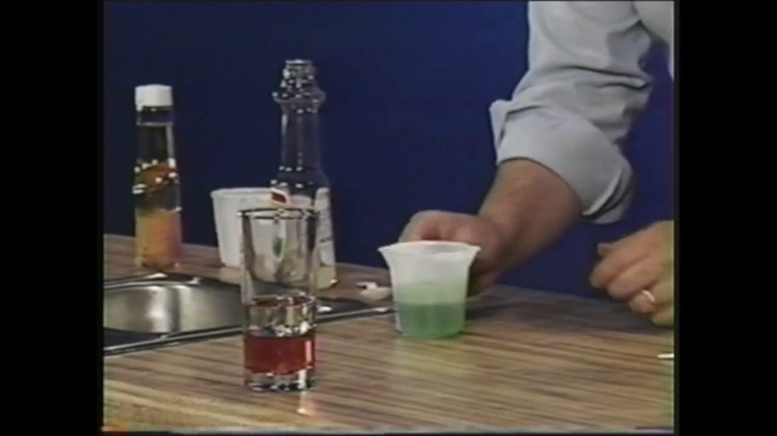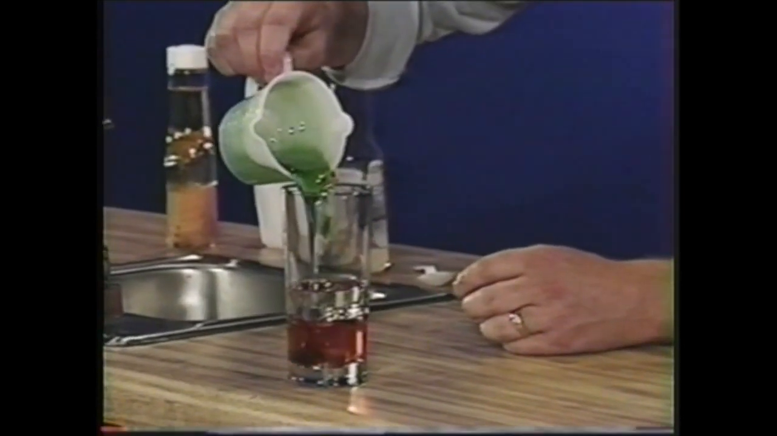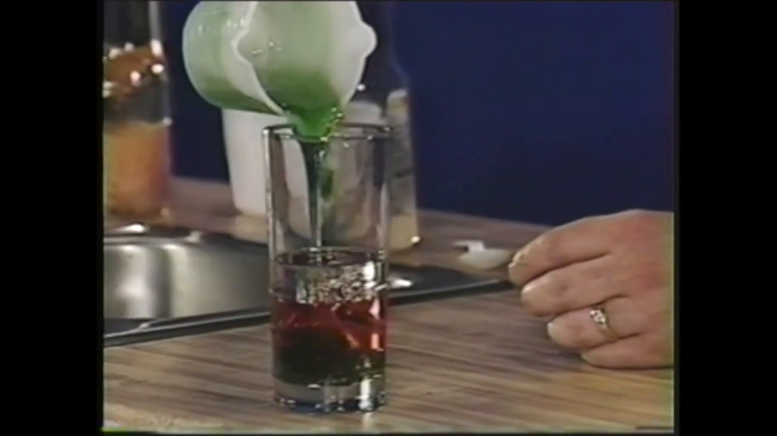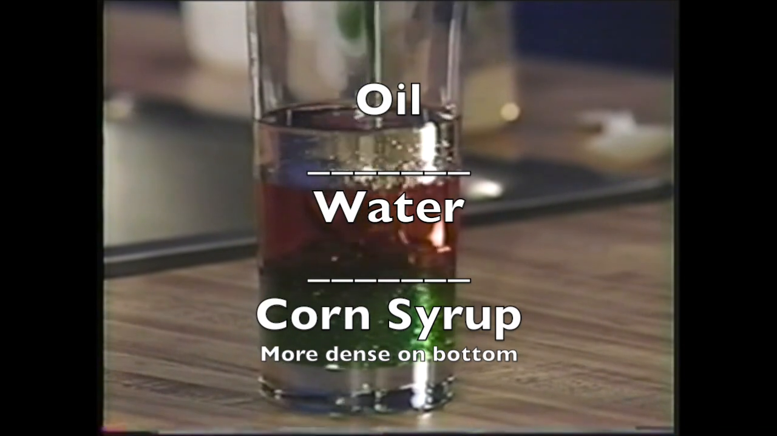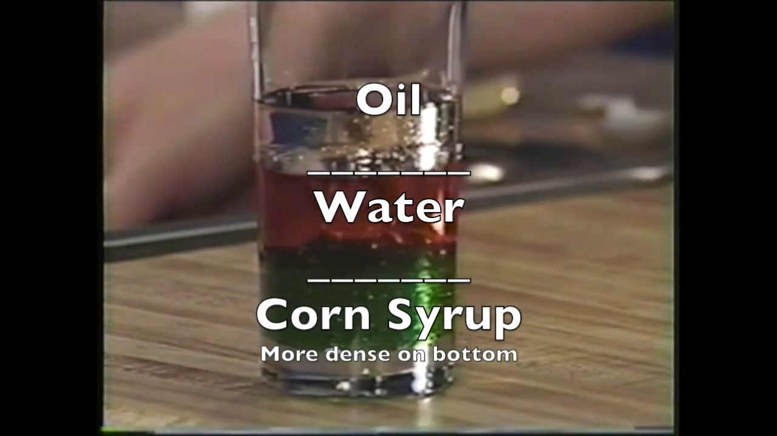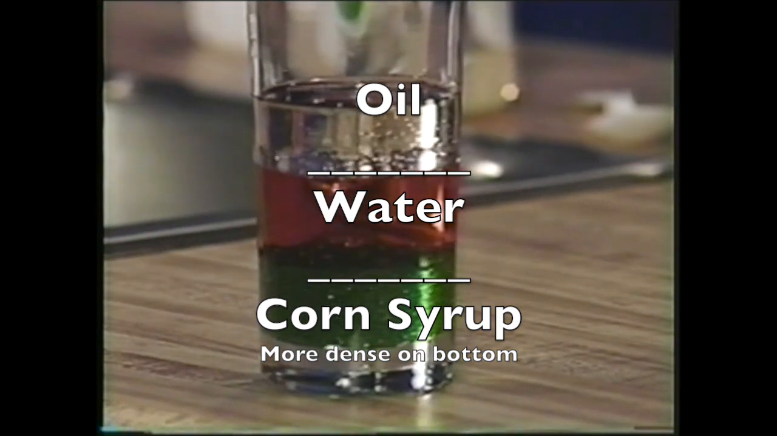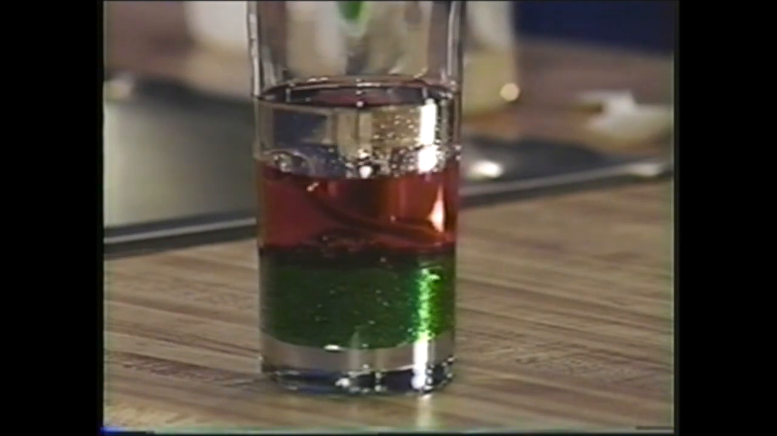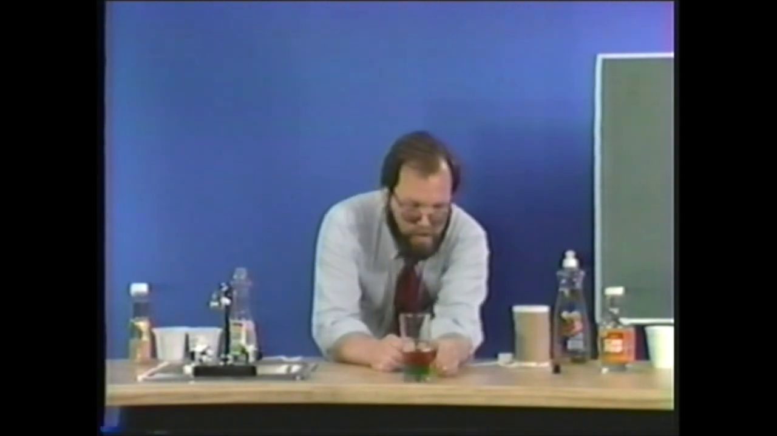All right. So now I'm going to pour the corn syrup into the glass, and let's see what happens. Where does the green corn syrup go? It passes through the oil layer, it passes through the water layer, and it ends up on the bottom of the glass. What does this observation tell us? It tells us that corn syrup is more dense than water, and it's more dense than oil.